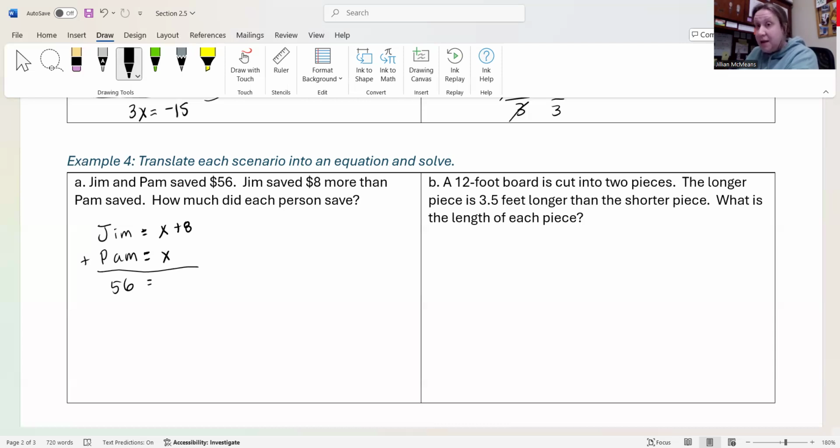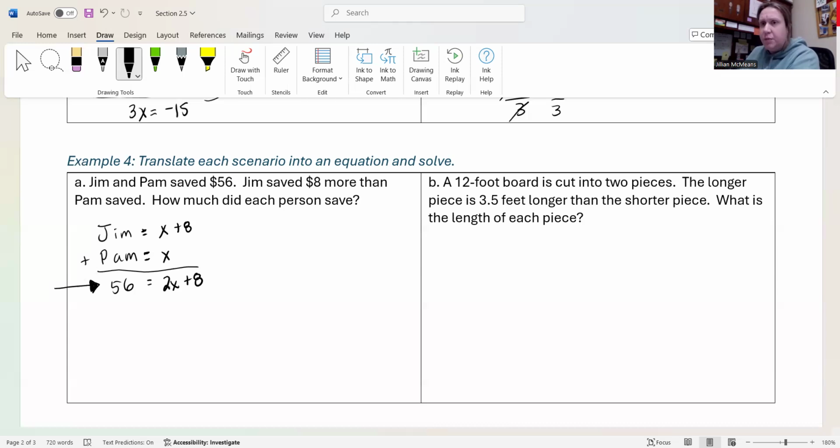And if I combine like terms in this column right here, x plus x is 2x, and then plus 8 is just plus 8. So now I have an equation to solve. If I can solve this equation right here for x, I'll know how much Pam saved, and I can use that to determine how much Jim saved. Okay? So I've got 56 equals 2x plus 8. I've got that single variable term. I want to isolate it. My issue is plus 8.